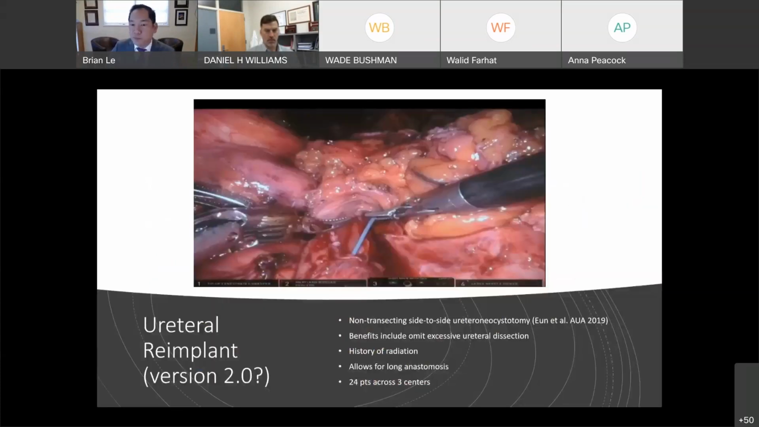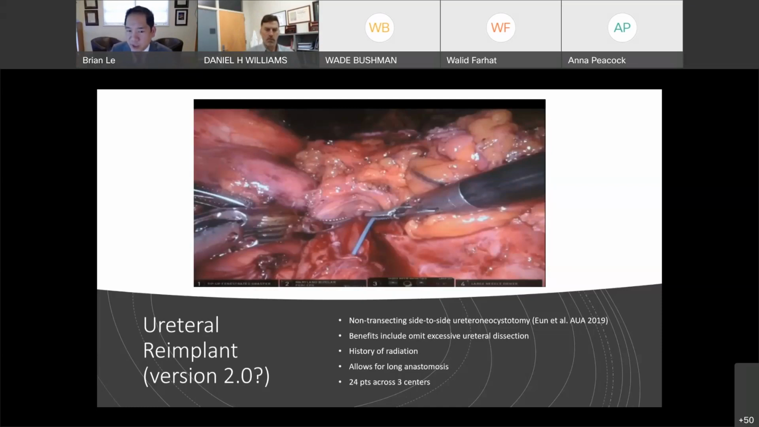Like I said, people in reconstruction always try to innovate, try to come up with new ways of achieving the same thing. So this is a paper that I reviewed for the Gold Journal, talking about ureteral reimplantation version, maybe version 2.0. And so this one is a non-transecting side-to-side ureteral reimplant. So what does that mean, non-transecting? Well, the idea is if it's involving just the distal ureter, you don't actually completely cut the ureter.